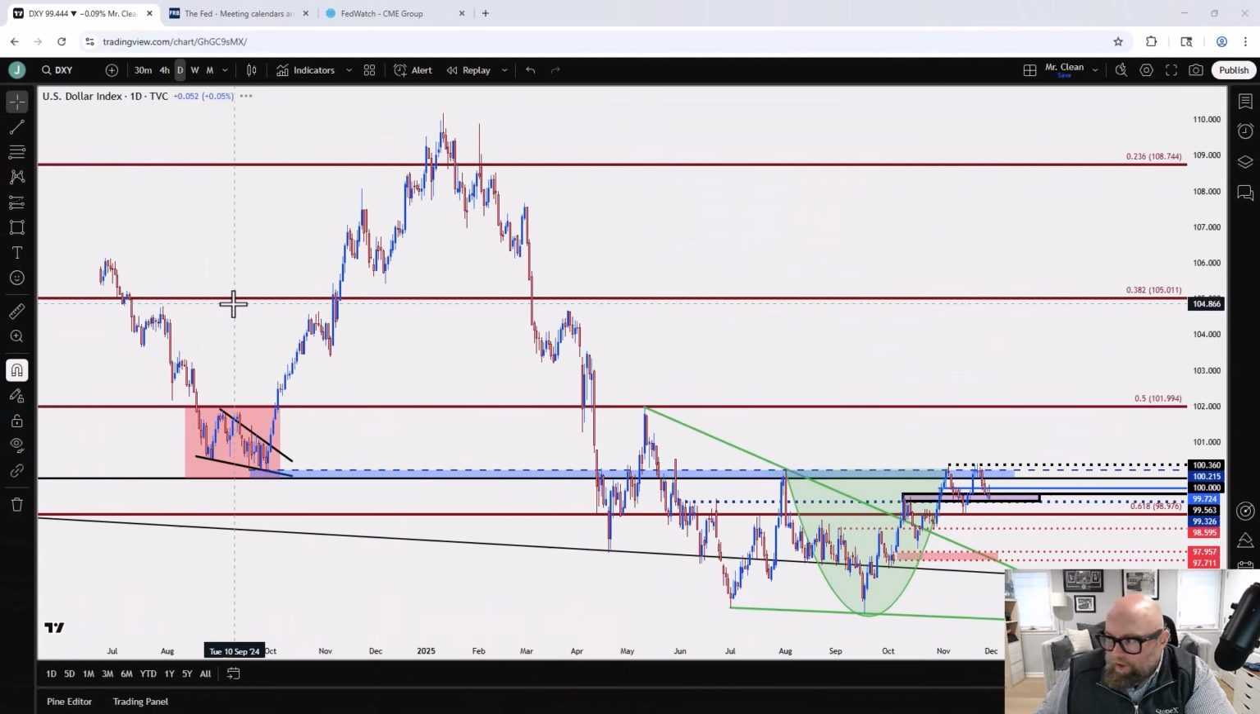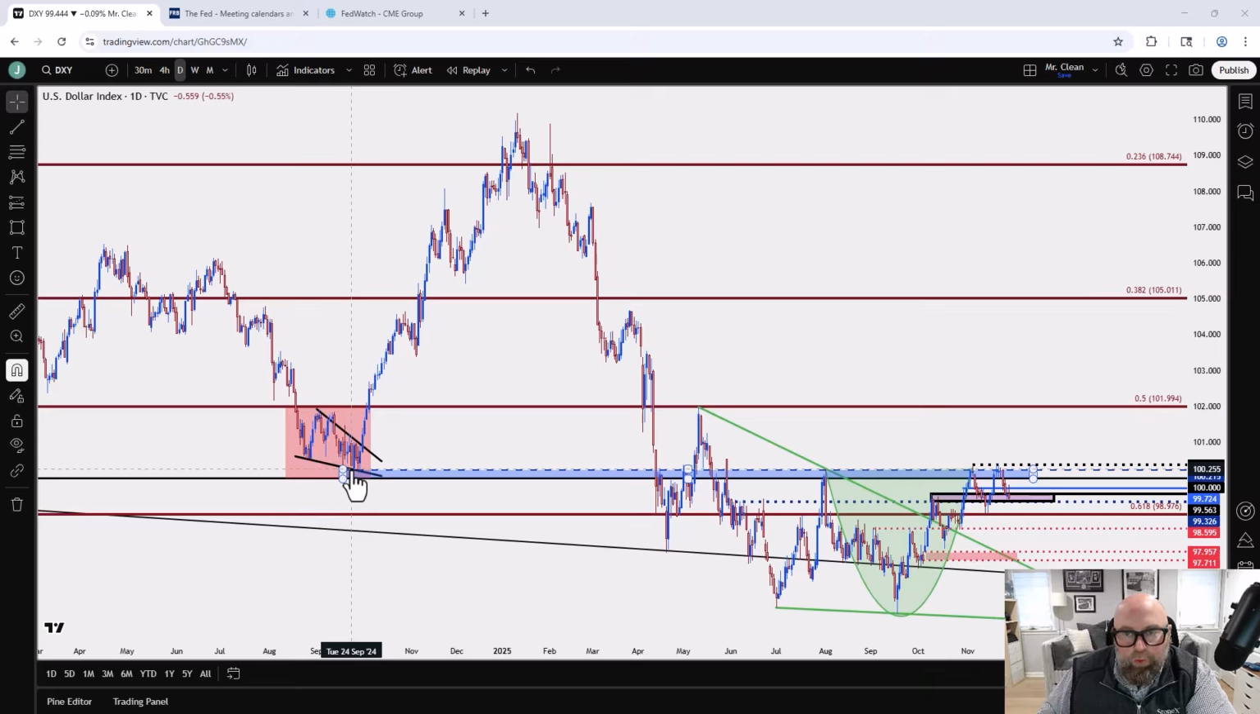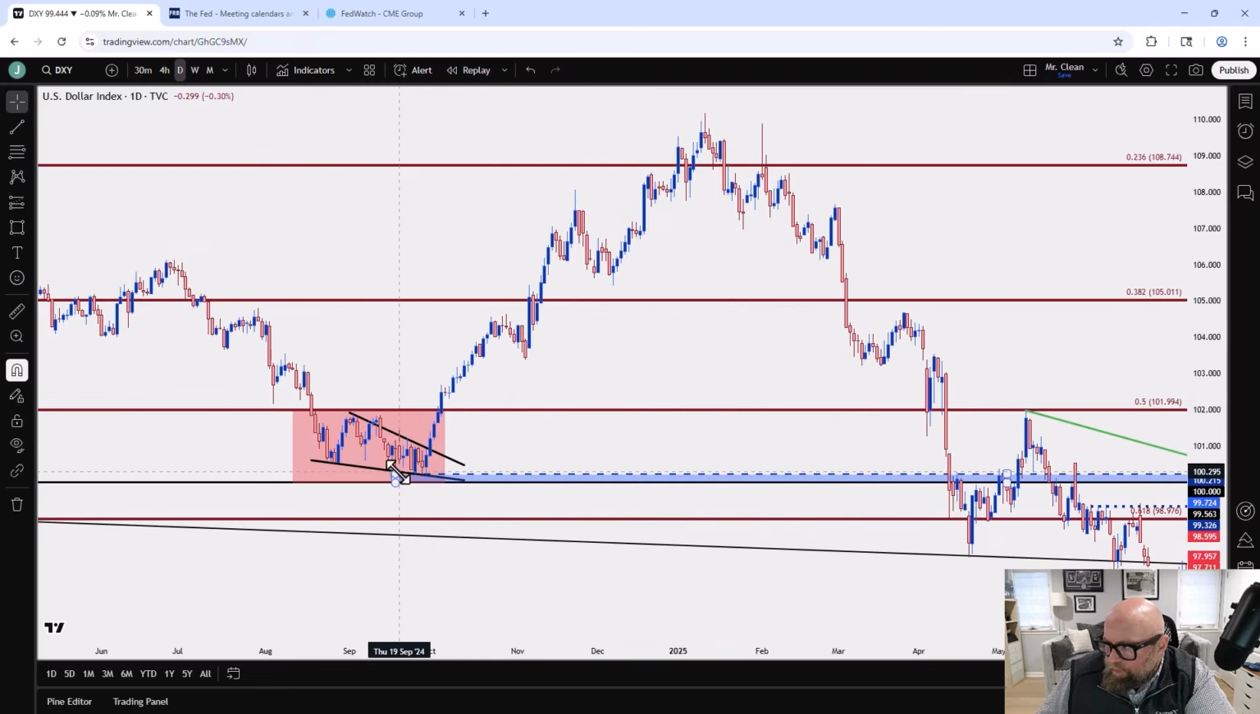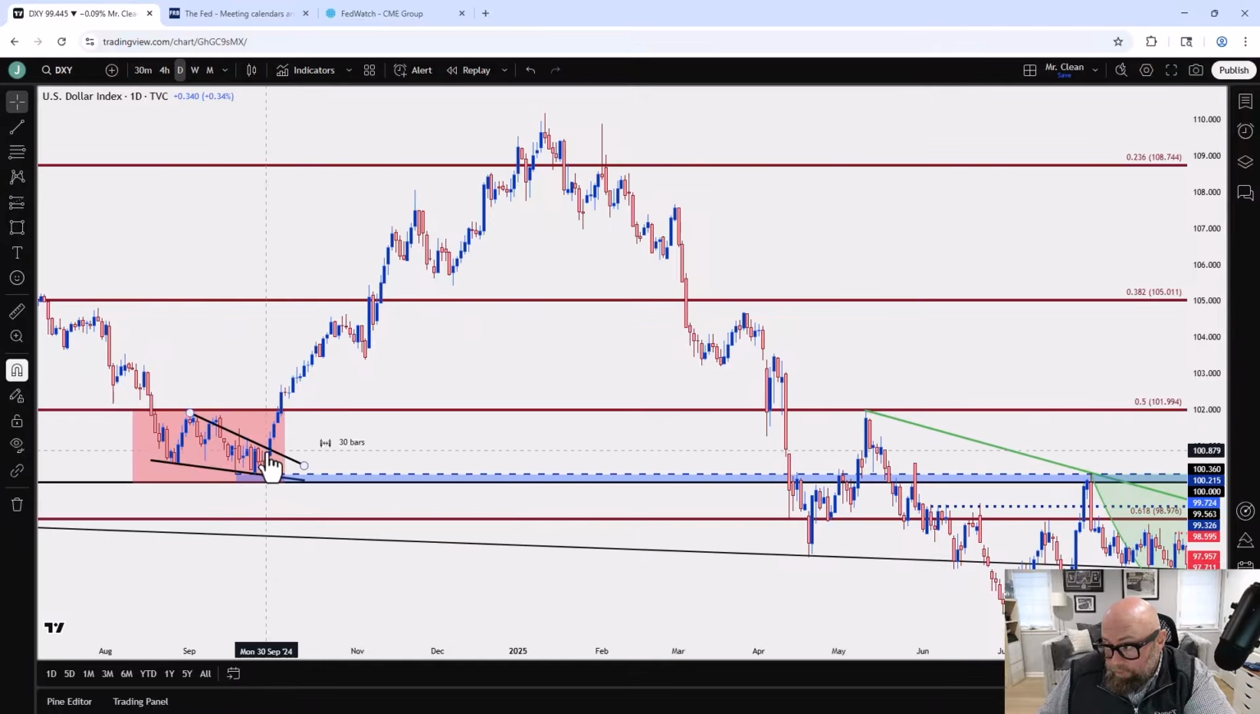So first and foremost, like I said, we're at a massive resistance level right now. This 100.22 level is what set the low last year when the Fed started cutting rates on September 18th. Now, you'll notice the pricing in of rate cuts brought a clear and decisive short side trend in the USD. Actual rate cuts themselves, not so much.